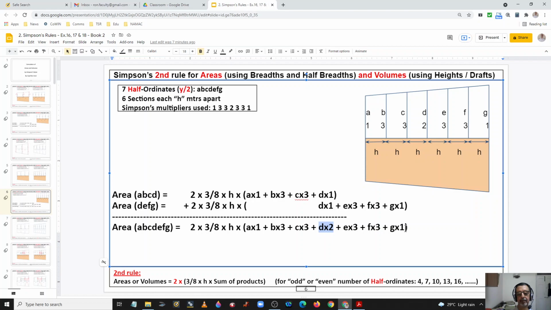What if you had used 10 ordinates? What would the multipliers be? It would be 1, 3, 3, 2, 3, 3, 2, 3, 3, 1. You can prove this by yourself using the same method that I have shown over here.